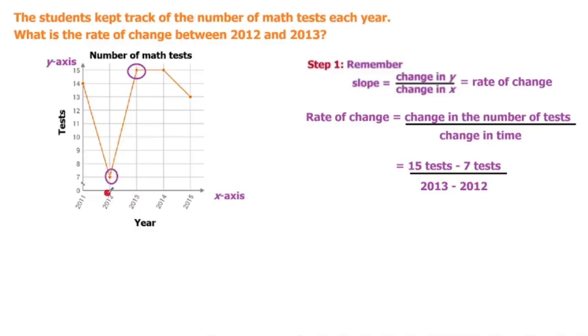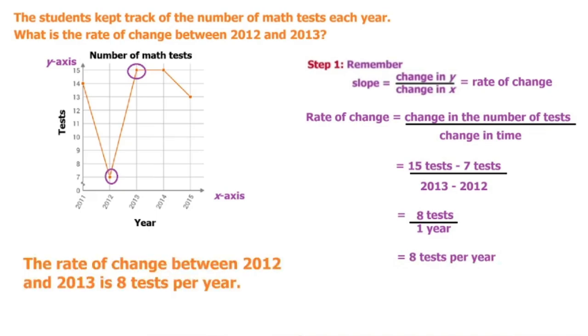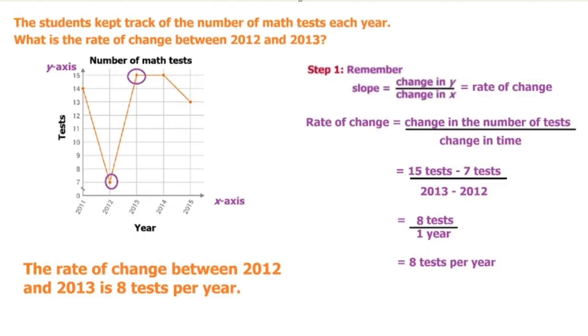2013 minus 2012, okay? So that equals 15 minus 7 is 8 tests in 1 year, because 2013 minus 2012 is 1 year. So that means it's 8 tests in 1 year. Or you could just say it 8 tests per year. So the rate of change between 2012 and 2013 is 8 tests per year. And that's it. That's all there is to that problem.